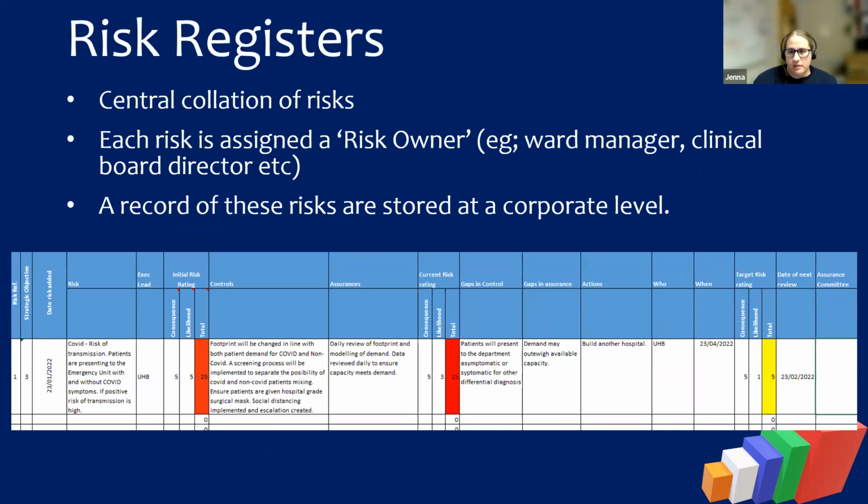So this risk register is a central collation of risks, and each risk is assigned a risk owner. A lot of the risks that are extremely high, or usually your moderately high risks, are stored at a corporate level. So this is just a very brief example of a risk. For example, the risk is that of COVID transmission to patients that are presenting to the emergency unit.